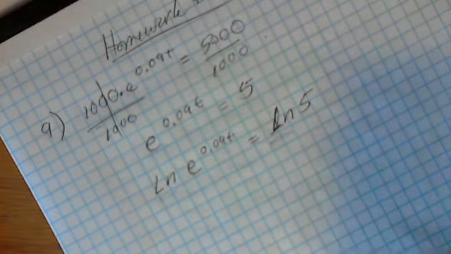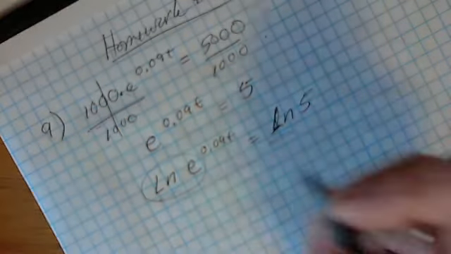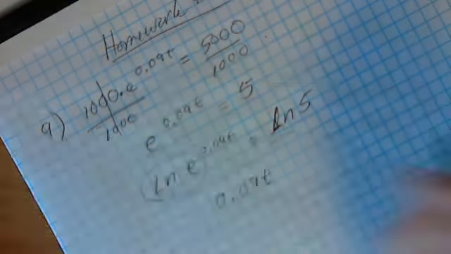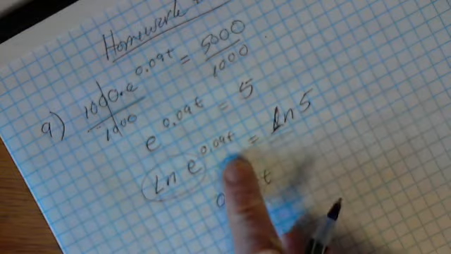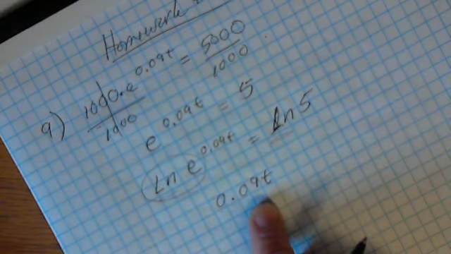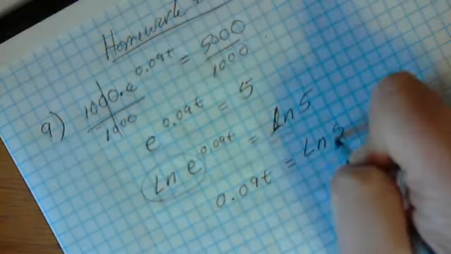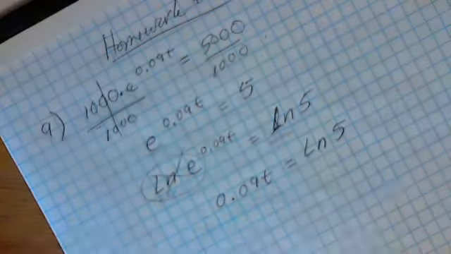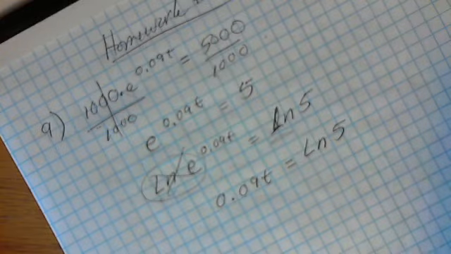Well, this is just going to make 1. And I'm going to just get 9/100ths t. It's going to undo this, so my exponent actually falls on the ground and comes out of this equation. And on the other side, I've got the ln of 5. So this undoes this, and I get my t almost alone. I still have it times 0.09.